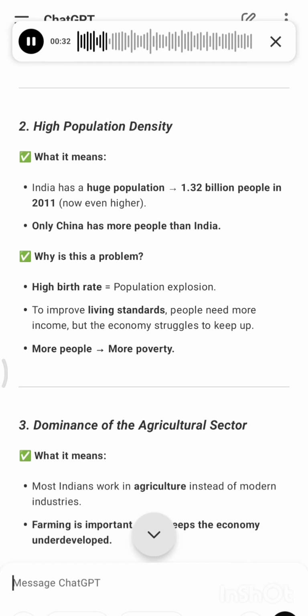2. High population density. What it means, India has a huge population, 1.32 billion people in 2011, now even higher. Only China has more people than India. Why is this a problem? High birth rate equals population explosion. To improve living standards, people need more income, but the economy struggles to keep up. More people, more poverty.